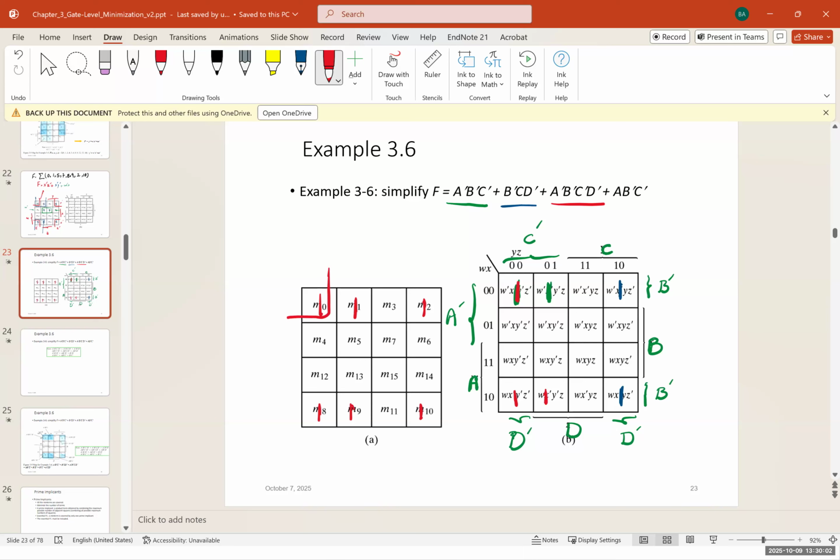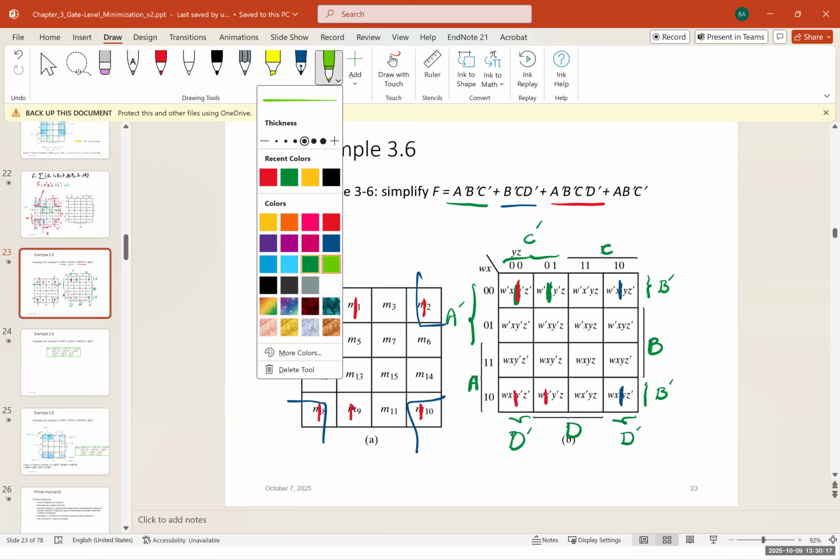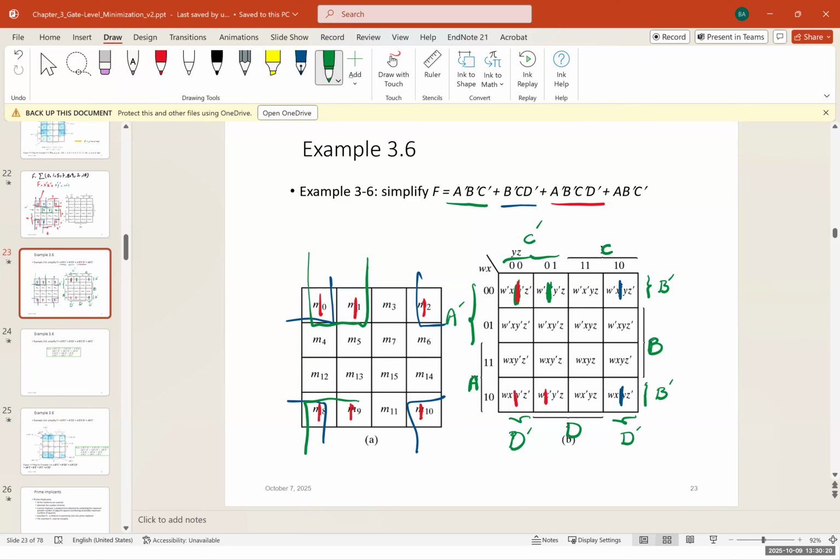So if I want to combine them, I can combine these four together. Let me do it with a different color. I can combine these four together. And then I can combine these two together. So for the blue one, it's going to be equal to D prime, B prime. The blue one is going to be B prime, D prime, plus the green one is going to be equal to C prime, B prime, or B prime, C prime. So B prime, C prime plus B prime, D prime.